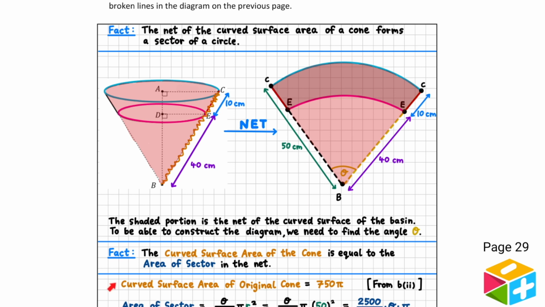Well, in the last part of the question, we found the curved surface area of the original cone. It was 750 pi. If we equate this to the area of the sector in our net, this will allow us to solve for theta.